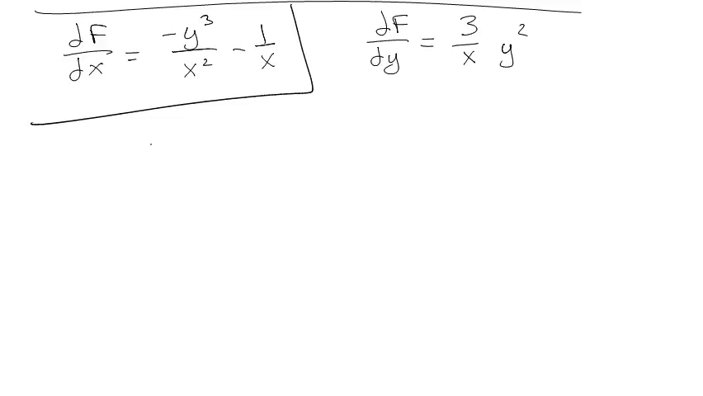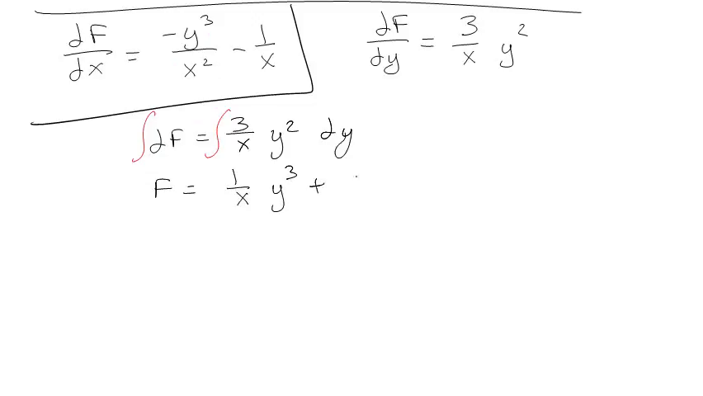So I've got df is equal to 3 over x times y squared dy. And if I integrate both sides, I've got f is equal to 1 over x times y cubed plus some random function of x, because I'm integrating with respect to y, so I should get some function of x. Okay? Then I'm going to, oops, not cross that out. Then I'm going to use this guy here.